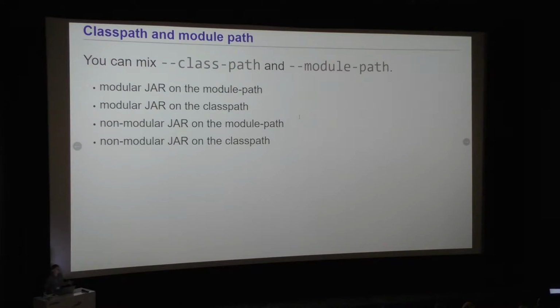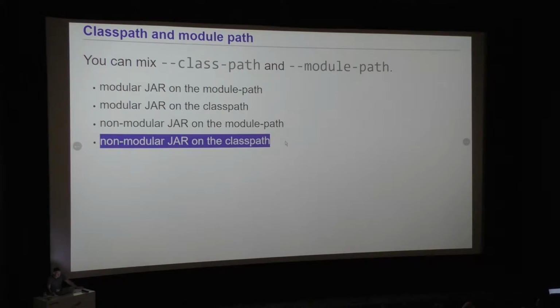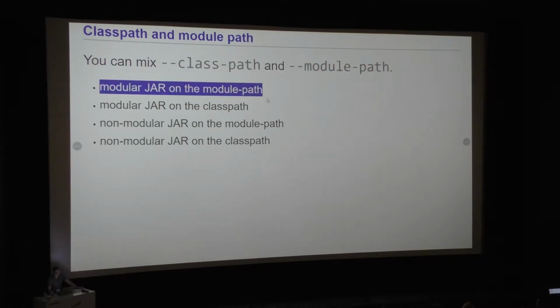Now, depending on the type of an artifact, if it is modularized or non-modularized, and on its location, if it is on the class path or on the module path, we have 4 possible combinations. Before Java 9, we only had this combination, a non-modular artifact on the class path. Its modular counterpart is having a modular artifact on the module path. But there are 2 other possible combinations.